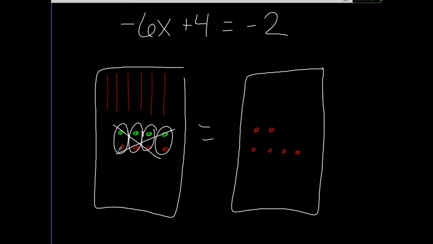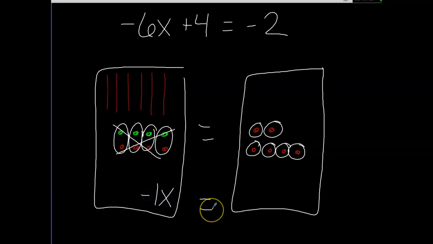Since I have 6 negative x's, I need to split both sides into 6 groups so that I can figure out what one group is worth. If I split them into 6 groups, I'm going to have 1 in each group. So now I have negative 1x is equal to negative 1.